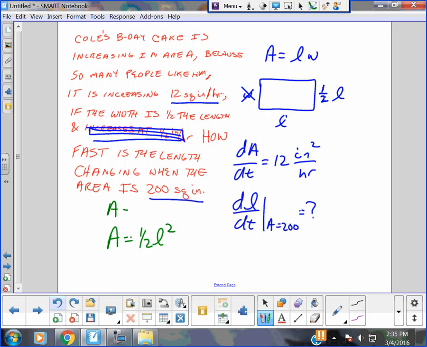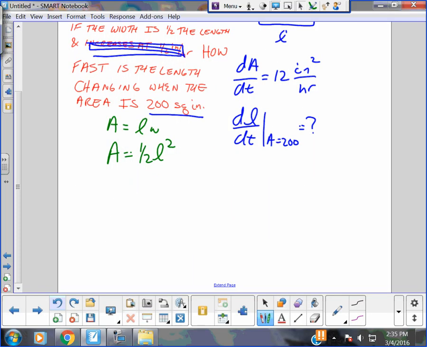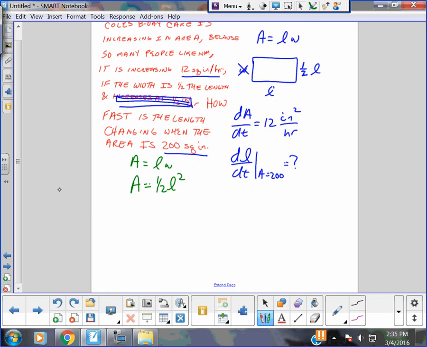Area equals length times width, and width is 1/2 L. So I plugged that in. 1/2 L times L is 1/2 L squared. So before I do any number stuff, since everything is changing, I would take the derivative of this.